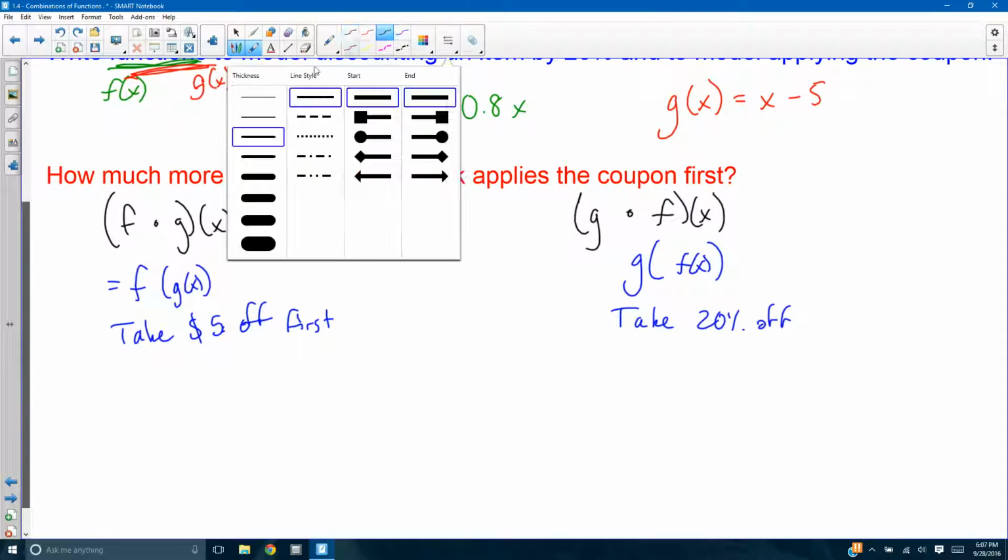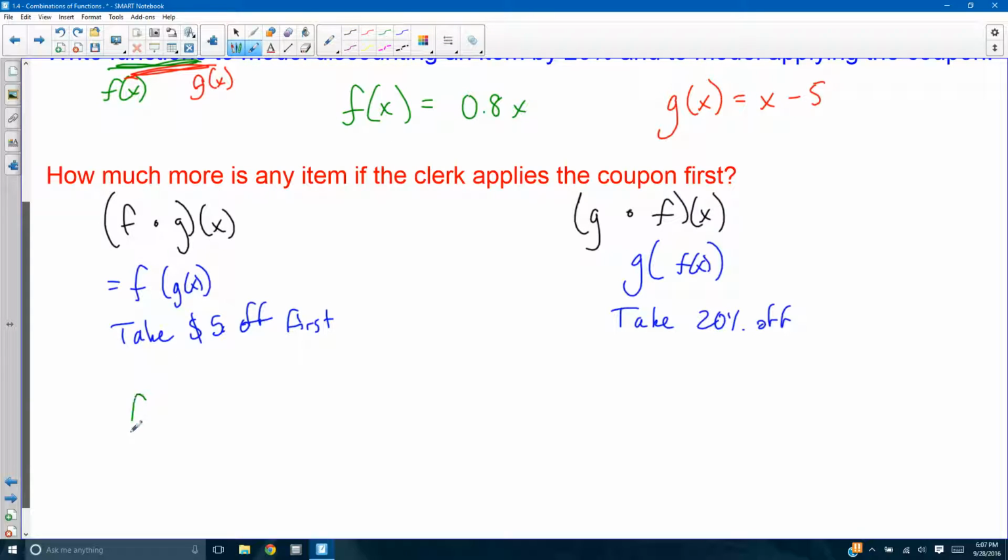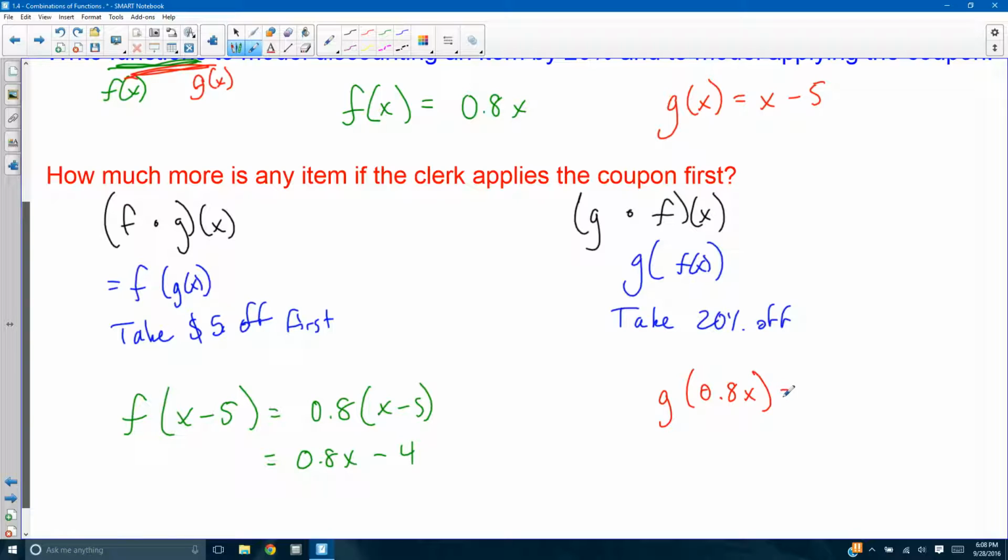So here we go. f of g of x would be f of x minus 5, and that is 0.8 times x minus 5. If I distribute that, that'll be 0.8x minus 4. That's a pretty clean number. This one over here, if I do g of f of x, I'm going to take g of 0.8x. That is f of x, so that will be 0.8x minus 5. That's it, nothing to clean up. So you can see the difference between these two.